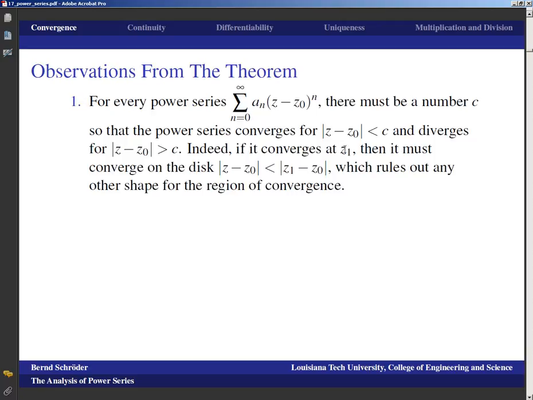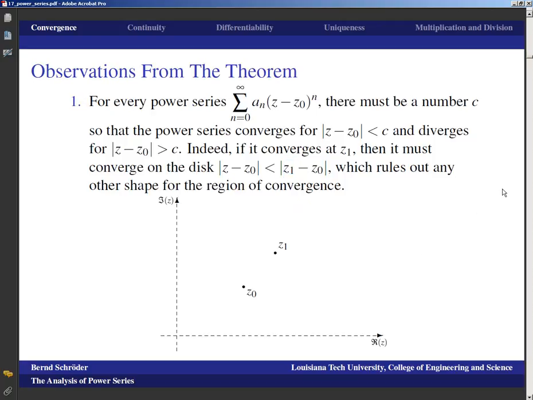If it converges at a point z1, then it must converge on the disk |z - z0| smaller than |z1 - z0|, and that rules out any other shape for the region of convergence. Wherever you've got a point where it converges, you get a disk of a certain radius, and that means once you're outside of the region of convergence, you couldn't get another point where it converges, because then we would get another disk added to the region of convergence.